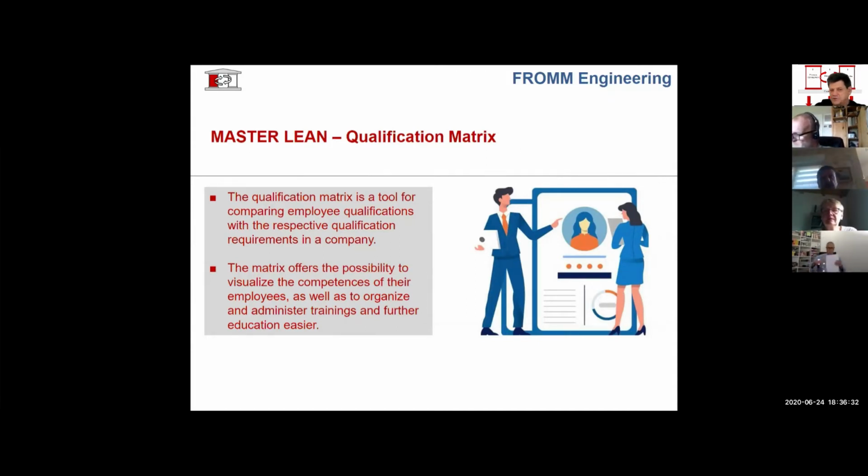And this matrix offers the possibility to visualize the competence of the employees, as well as to organize and administer trainings and further education more easily. So this is important when you go to a lower level. When you go to the process itself, you need, for example, somebody who puts two parts together by welding. Okay, if he has no experience and has not done the training in welding, you cannot put him in this place. You just have an issue.